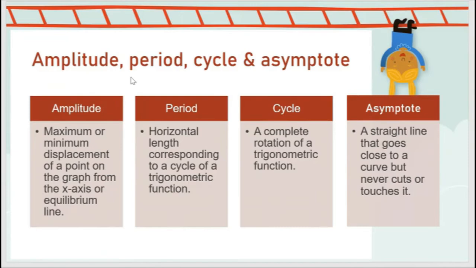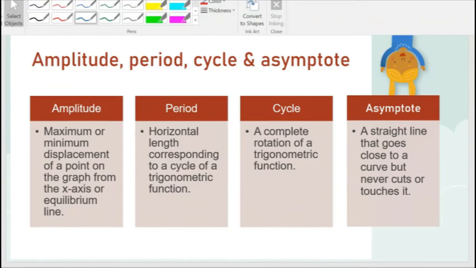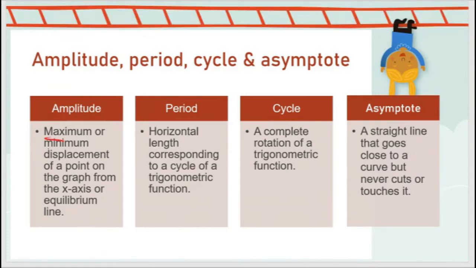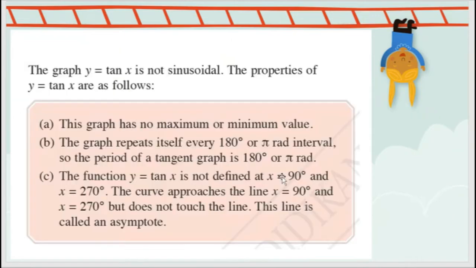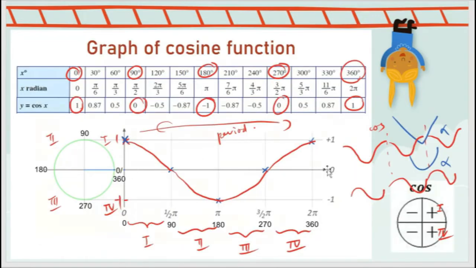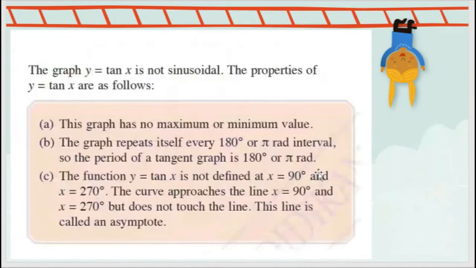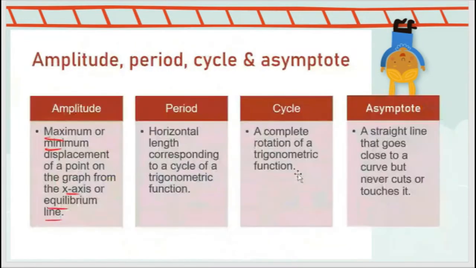Amplitude is the maximum or minimum displacement from the x-axis or the equilibrium line. What is the equilibrium line? This one, 0. This one is the equilibrium line, and for sine and cosine, this one is the equilibrium line.